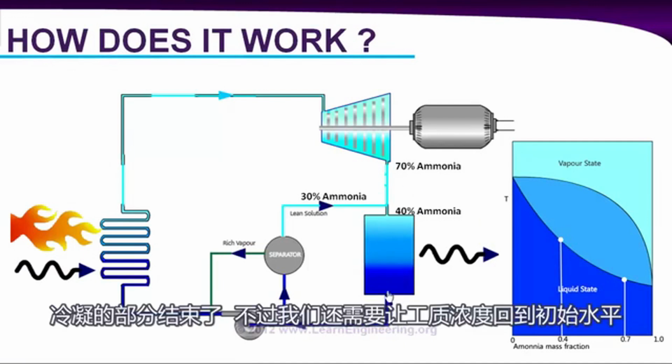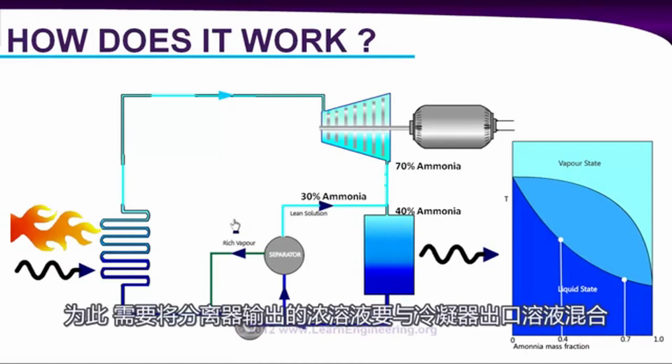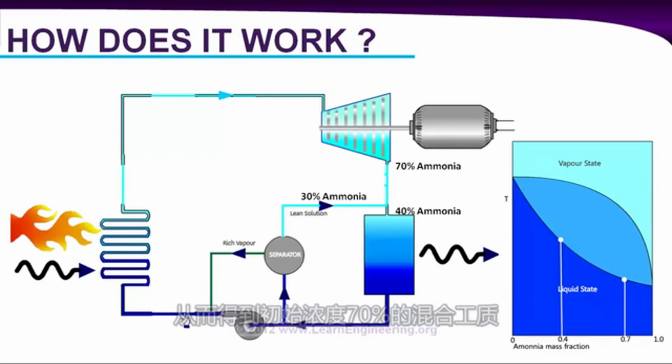Now the condensation process is over, but we have to regain the original ammonia concentration in other parts of the cycle. For that purpose, the rich mixture from the separator will get mixed with the incoming stream and the working fluid will regain its original concentration, the 70% concentration.